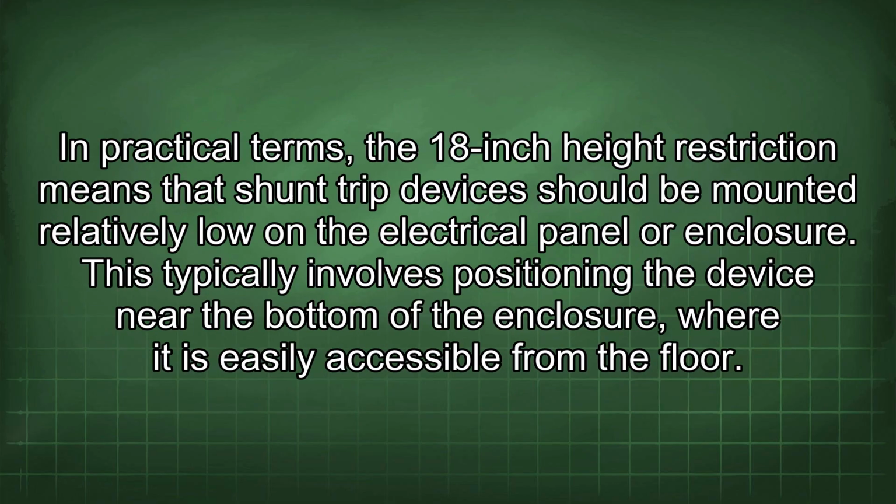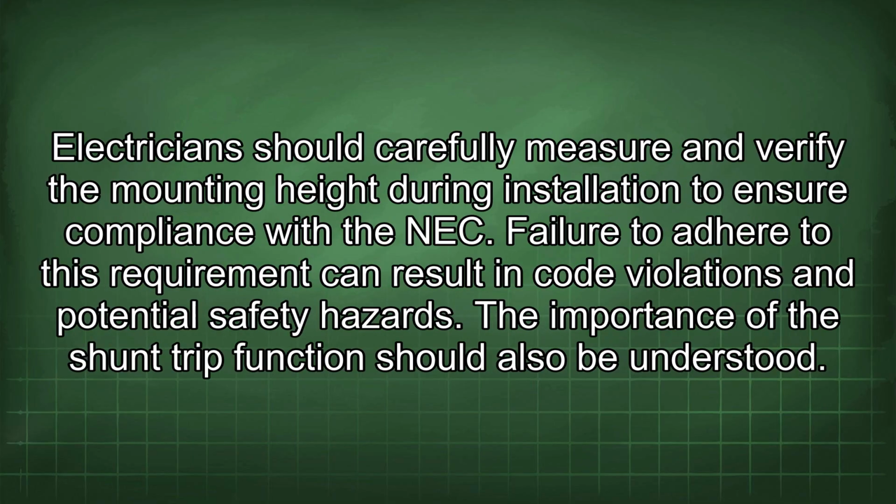In practical terms, the 18-inch height restriction means that shunt trip devices should be mounted relatively low on the electrical panel or enclosure. This typically involves positioning the device near the bottom of the enclosure, where it is easily accessible from the floor. Electricians should carefully measure and verify the mounting height during installation to ensure compliance with the NEC. Failure to adhere to this requirement can result in code violations and potential safety hazards.